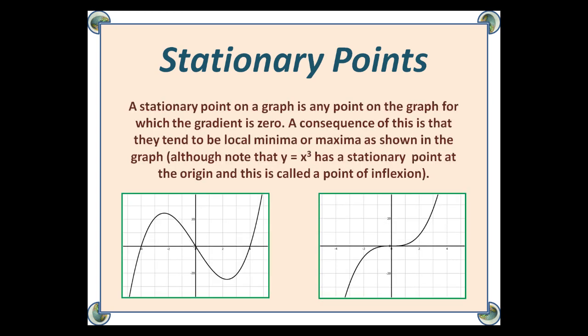Stationary points. A stationary point on a graph is any point on the graph for which the gradient is 0. A consequence of this is that they tend to be local minima or maxima, as shown in the graph. The graph on the left has a nice minimum and maximum. Although note that y equals x cubed on the right has a stationary point at the origin, and this is called a point of inflection.